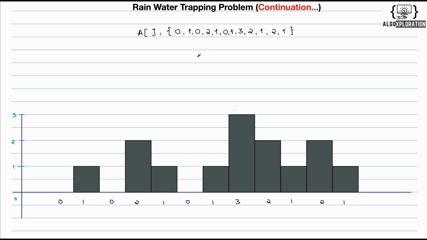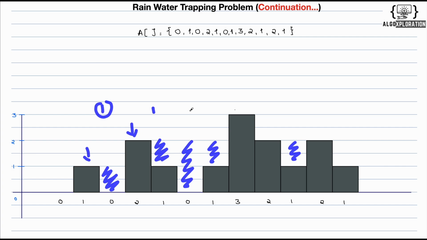Now the problem is asking us to return how many blocks of water these buildings can hold, or let's say trap. Between these two buildings 1 unit of water can be trapped, for this one 2 units, for this 1 and for this 1. So 1, 1, 2, 1 and 1. If we sum all of these up it will be 6, so we have to return 6 as the answer.